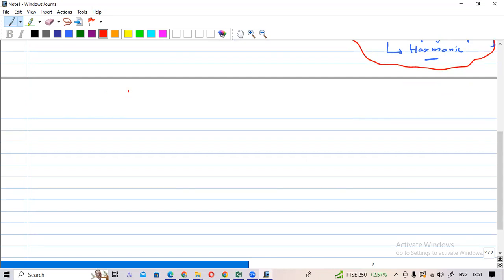So time domain signal, maybe like this. Maybe voltage is changing in time. So this is a time domain signal. We call it waveform. And this waveform can be observed through an oscilloscope.